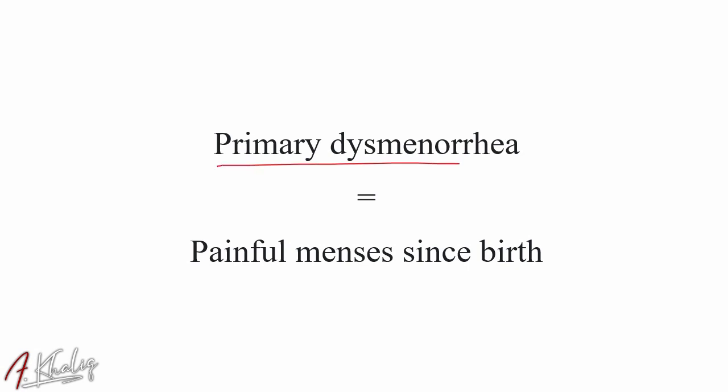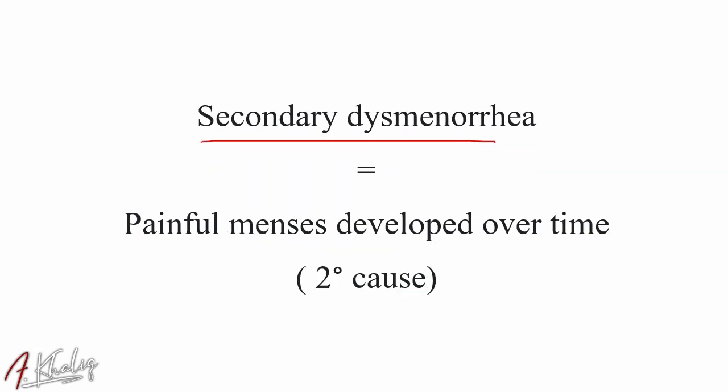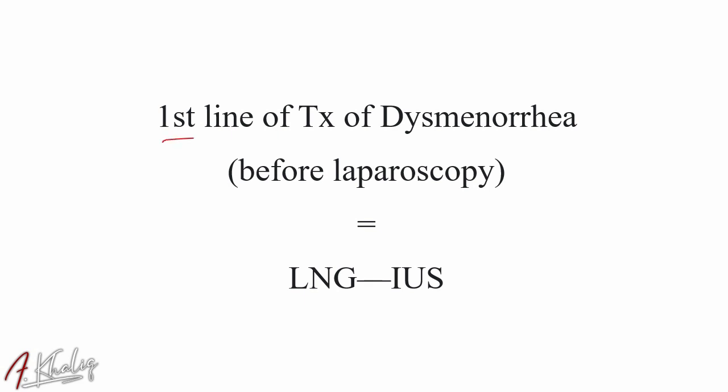Primary dysmenorrhea is the painful menses since birth. Secondary dysmenorrhea is the painful menses developed over time, which is just secondary to some cause. The first line treatment for dysmenorrhea, which is just painful bleeding, before laparoscopy is levonorgestrel releasing intrauterine system, which is just called Mirena.